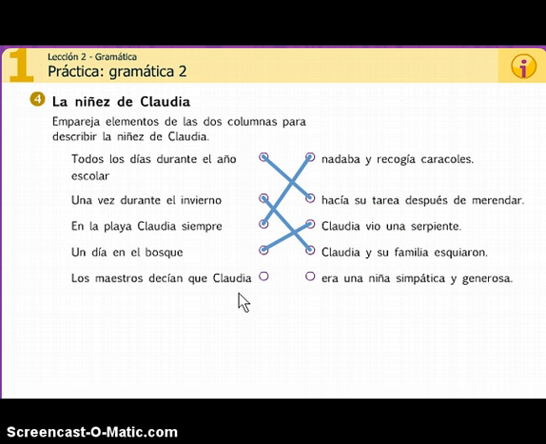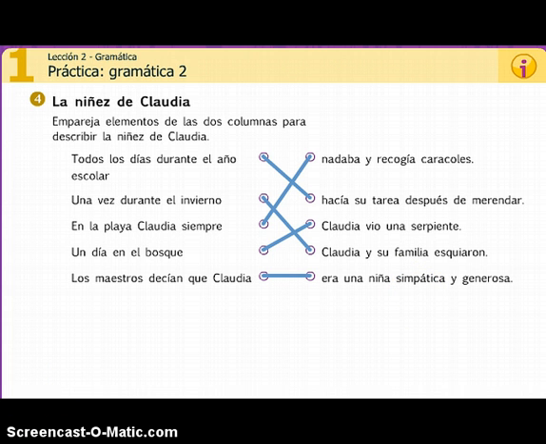And I'm only left with these two, which you probably figured have gone together, but let's talk about the reason why. Los maestros decían que Claudia era una niña simpática y generosa. I picked this because this is in the imperfect, what the teachers used to say, and they would probably say that she was a nice and generous girl. Were those the same answers you got?